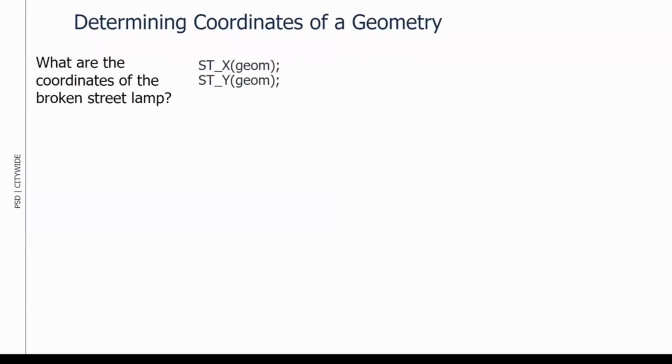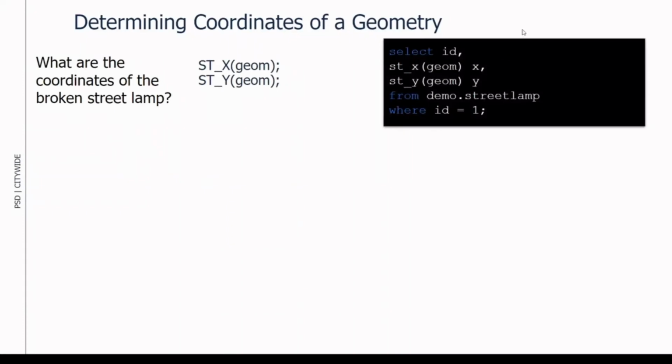So what if we want to determine the coordinates of a geometry? Well, fortunately, there's a lot of tools within PostGIS, a lot of functions to do this as well. So what are the coordinates of the broken street lamp, we might ask? Well, there's a function called ST_X and ST_Y that both take the geometry, and we can run a query like this, and what will come out is an ID field, a coordinate for your x, and a coordinate for your y that come directly from the geometry. So if your geometry is in UTM, the coordinates coming out will be in the same coordinate reference system.